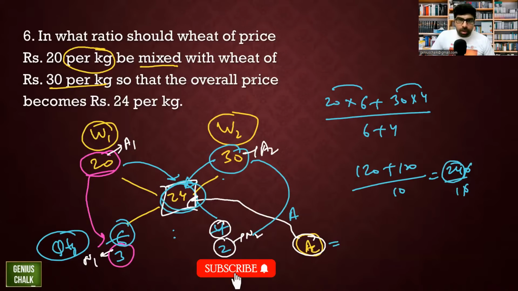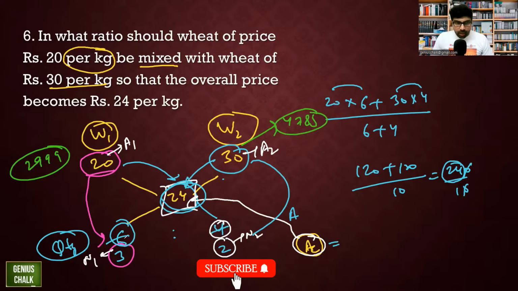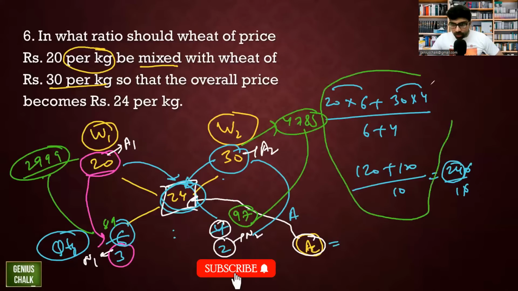So basically, if my data is complicated, like instead of 20 if I write 2999, and instead of 30 I write 4786 or 4785, and this data is given in terms of some typical numbers, say 89 and 97, then by applying this N1 A1 method it will take a lot of time. If you multiply 2999 by 89, it will take a long time. 4785 multiplied by 97 takes a long time. Just to avoid all this multiplication, we have the alligation method. Right, so I hope the concept is clear.